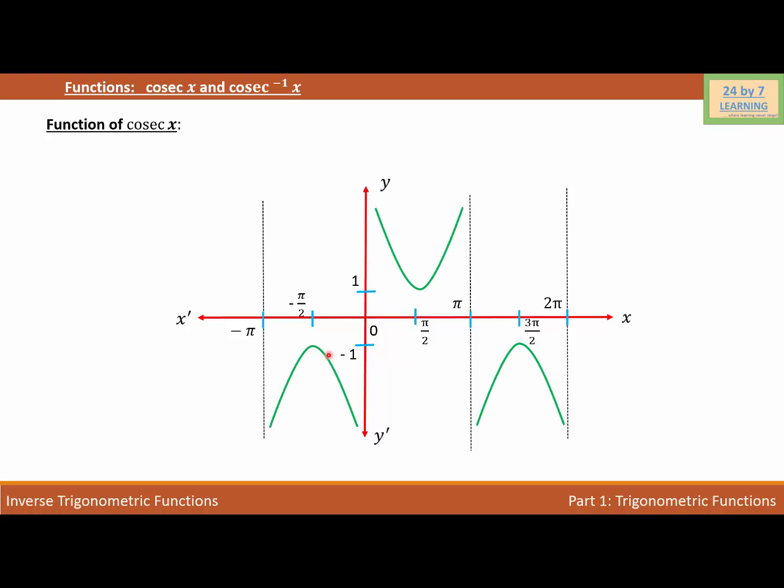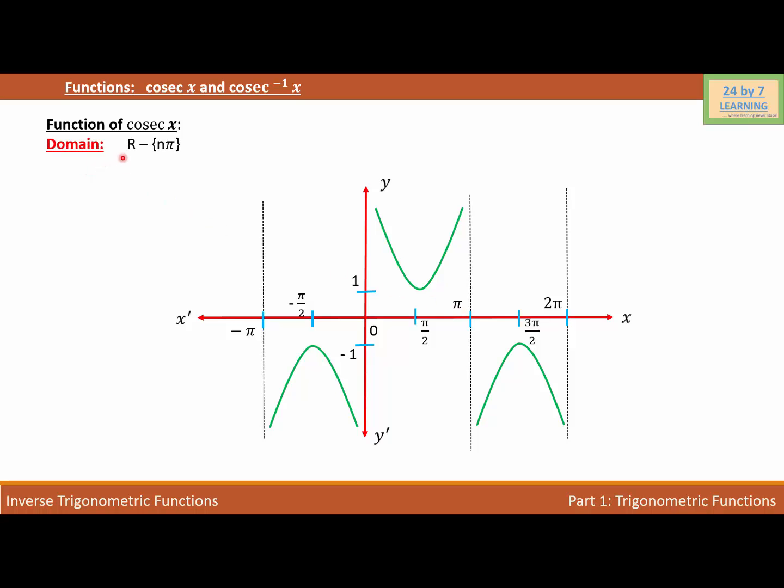As you can see, the cosecant function does not exist between negative 1 and 1. See right here, and the function does not intersect with pi. So technically what I can say is the cosecant function is not defined at the multiples of pi.